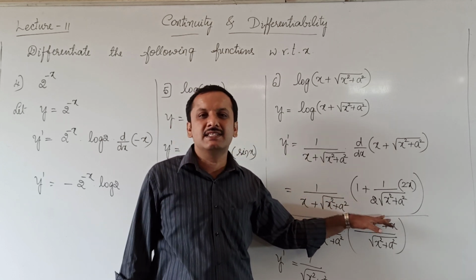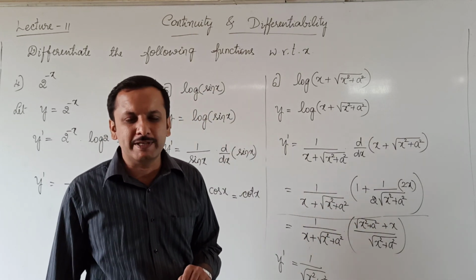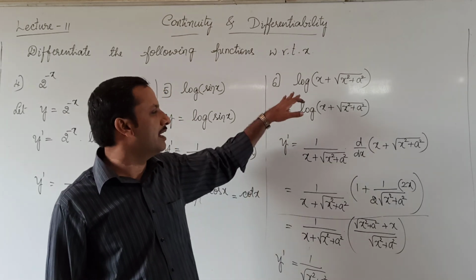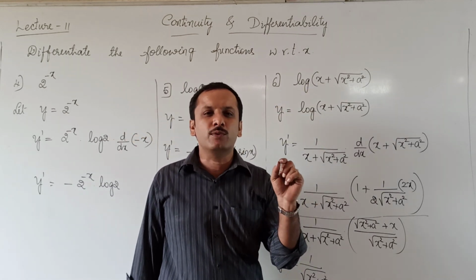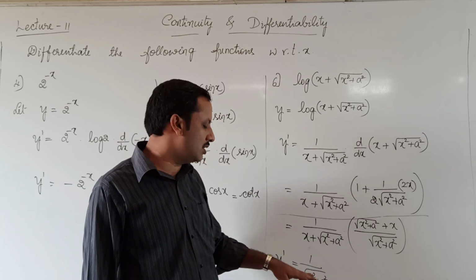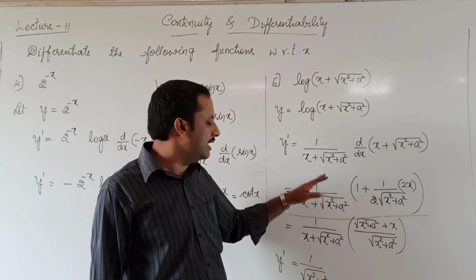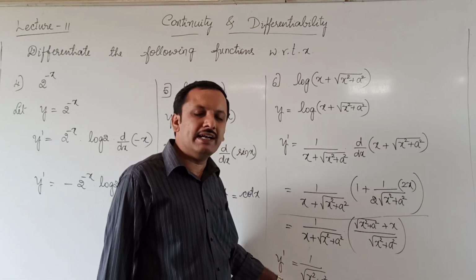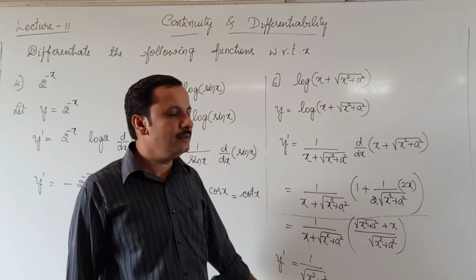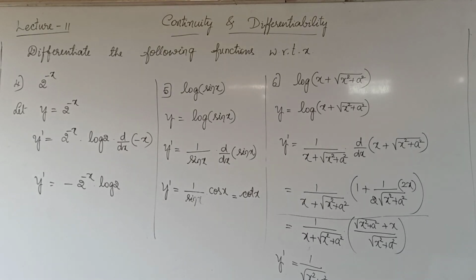However, in some cases they will ask a question like this: if y is equal to log x plus root of x square plus a square, then prove that dy by dx is equal to 1 by root x square plus a square. If they ask that question, then you have to prove this. Then you have to do all these simplifications and arrive at this step. Okay? Let's go to the next question.